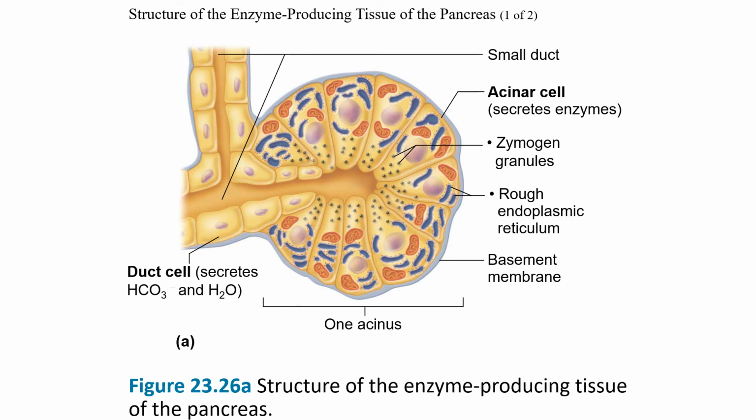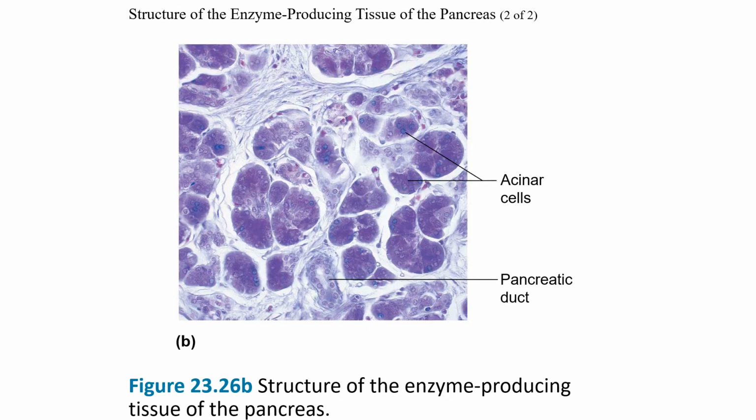Where does the bicarbonate come from? Do you know? You're right. It comes from the breakdown of carbonic acid by carbonic anhydrase into protons and bicarbonate. Very good. Comes from the blood. Where does the water come from? Yeah, it comes from the blood. Here's a micrograph of the acinar cells.